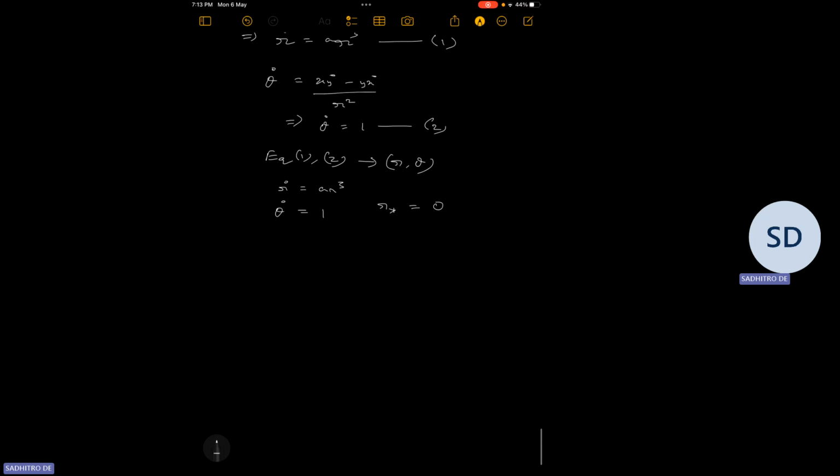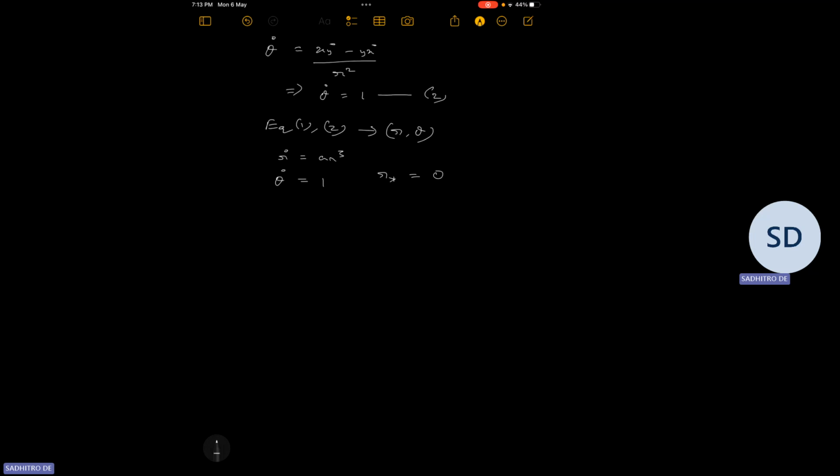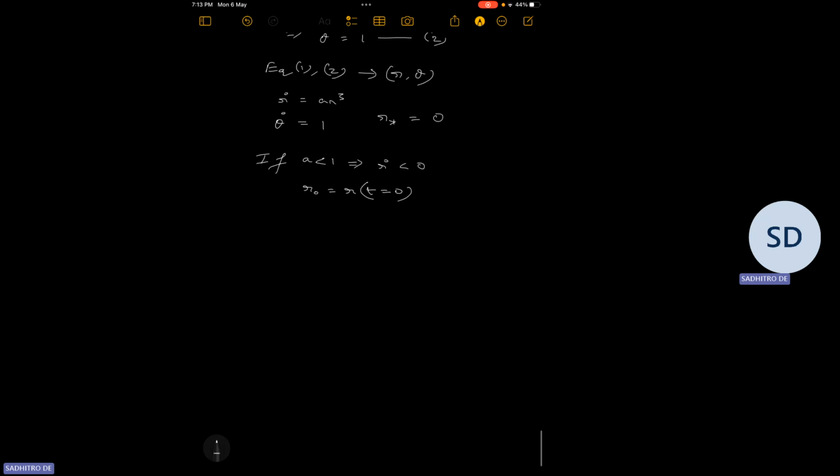Now if a is less than 0, then basically r dot is negative. This implies that starting from a finite radius, where you start from r0 equal to r at t equal to 0, the solution of the r dot equation will gradually decay towards the origin, that is r equal to 0. So what does the trajectory of the system look like in that case?